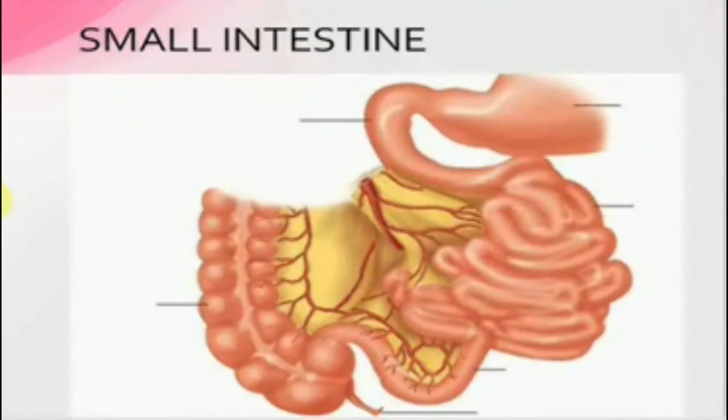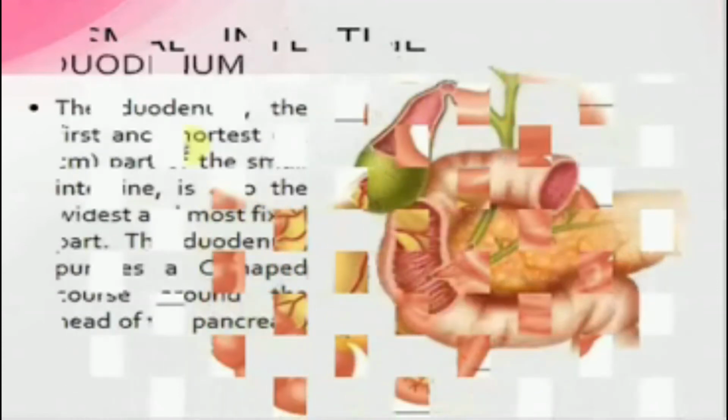The small intestine consists of the duodenum, jejunum, and ileum. It is the primary site for absorption of nutrients from ingested materials. It extends from the pylorus to the ileocecal junction, where the ileum joins the cecum.